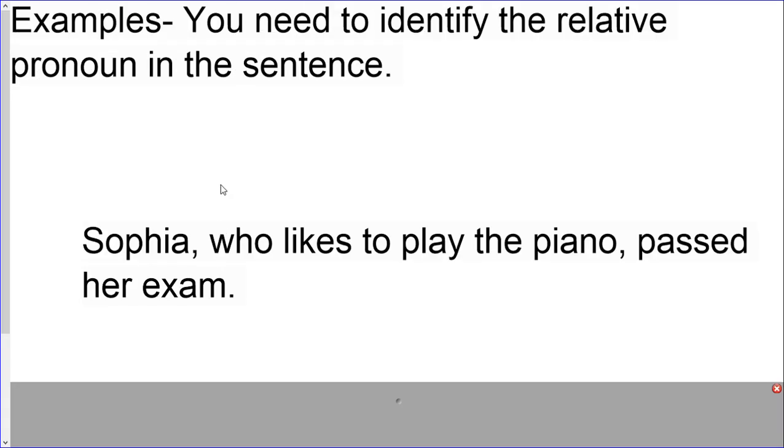Okay, what I would like you to do now is complete your GPS task that is in your pack, and then we will get ready for your English lesson.